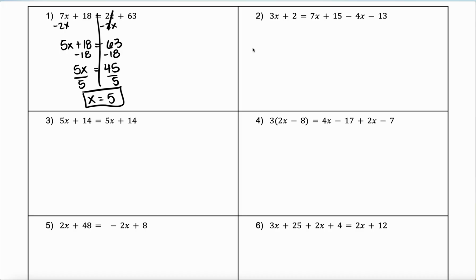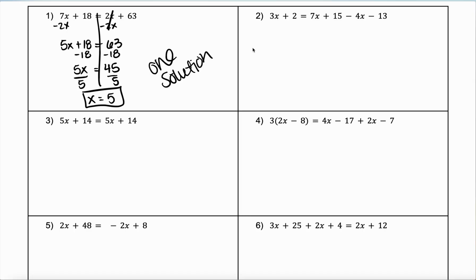So based on the front of our notes, is this going to be a 1, a many, or a no solution? This is going to be a 1 solution. This equation must have 5 equal to x in order for both sides to be balanced and true.